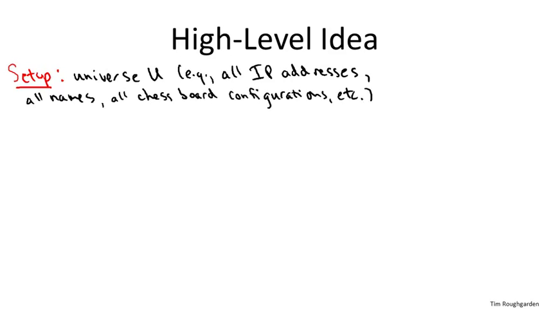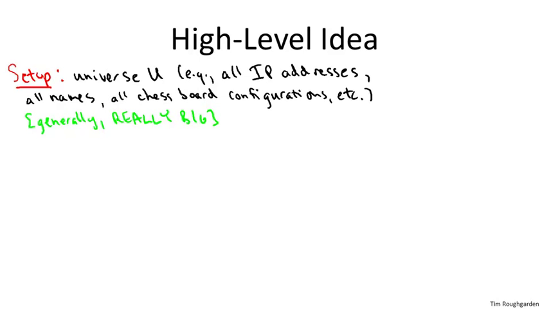One thing I hope you can appreciate from these examples is that in many cases this universe is really big. So the number of IP addresses is quote-unquote only 2 to the 32. The number of all names, you're probably talking more like 26 raised to the 30. All chessboard configurations I don't even want to think about.